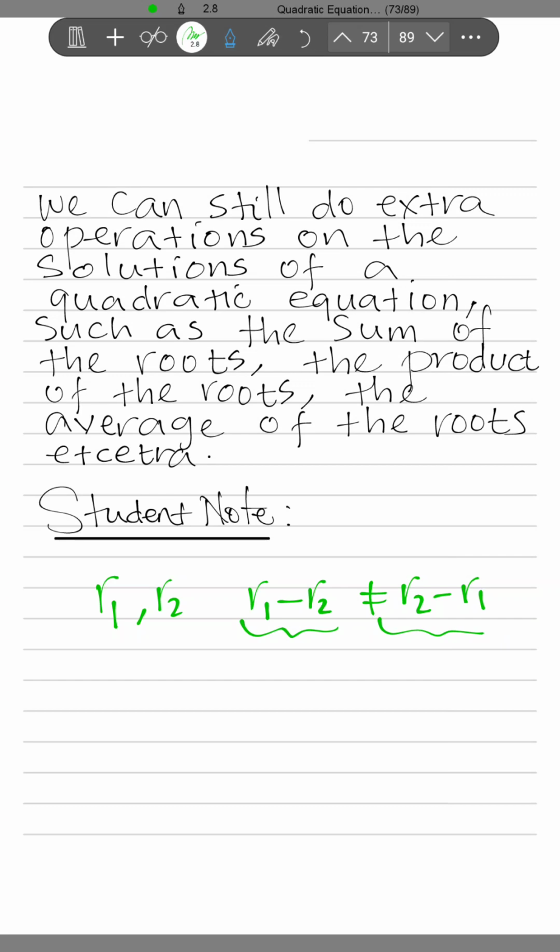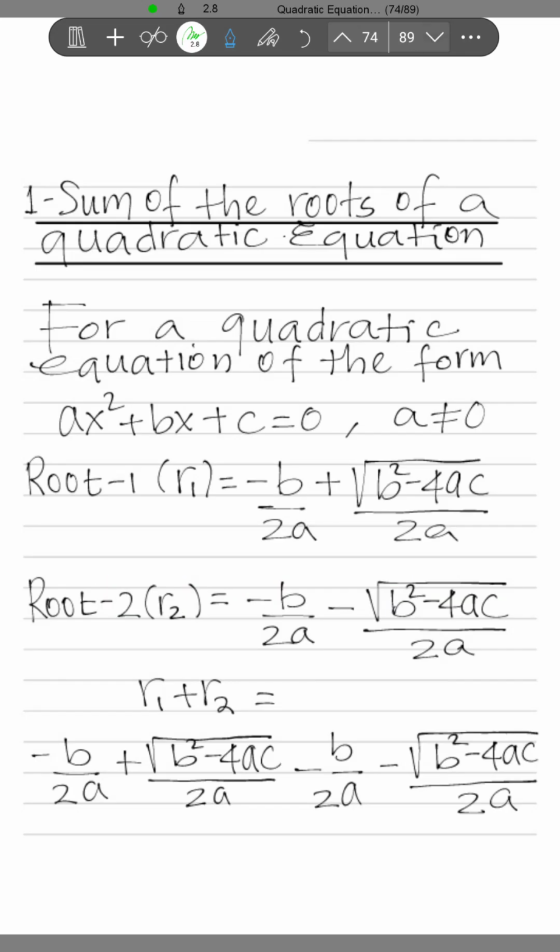We can at least say the sum of roots is easy to get as one unique answer. The product of roots of a quadratic equation, we can also get one unique answer for. Sum of the roots of a quadratic equation: for a quadratic equation of the form ax squared plus bx plus c is equal to 0, where a is different from 0, that's a definition. Root 1, we have the formula for it, is minus b over 2a plus square root of b squared minus 4ac over 2a. Root 2 is minus b over 2a minus square root of b squared minus 4ac over 2a.